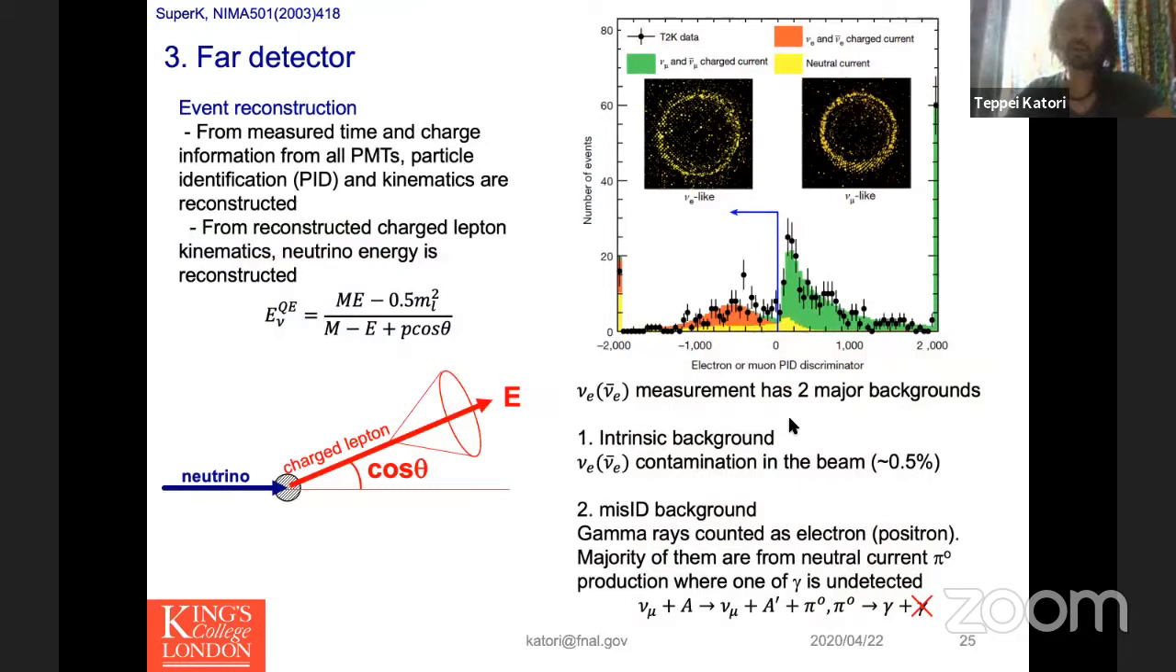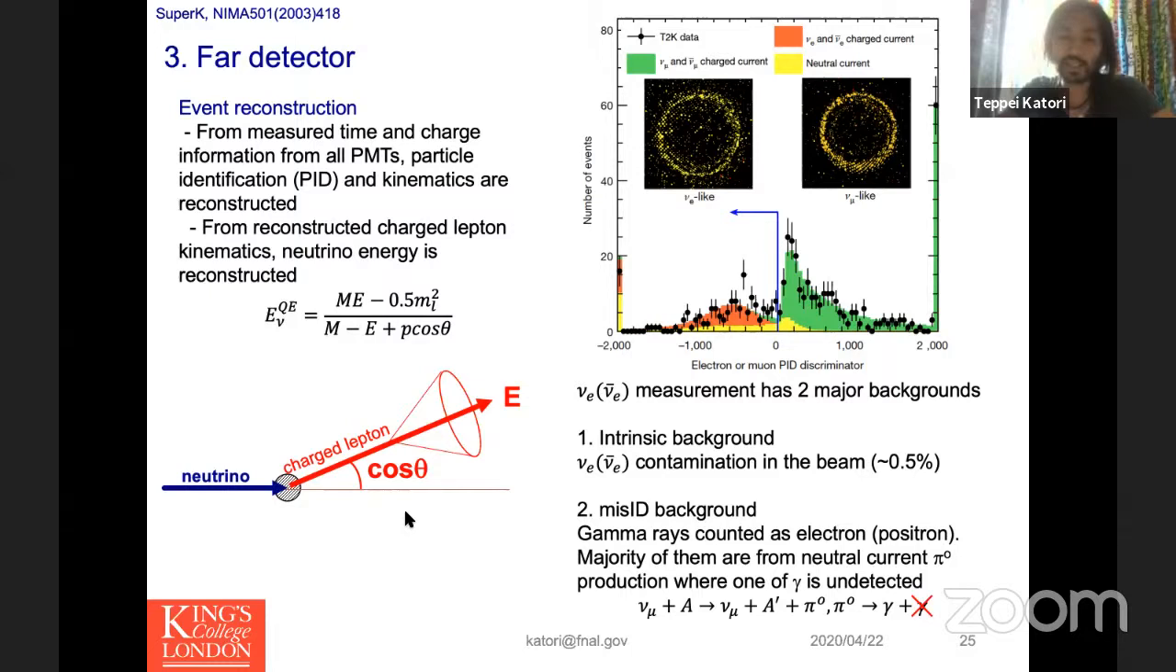And our measurement is the time and charge information from all PMTs. By using them, you can perform particle identification, PID, and also reconstruct kinematics. You see this pattern: if an electron neutrino interacts, it makes a fuzzy Cherenkov ring. When a muon neutrino interacts with the water molecule, it makes a sharper Cherenkov ring. The hit pattern makes a ring, but it looks cleaner. In this way, you can tell what kind of particle it is. And from the distribution of these hits, you can reconstruct the energy of the particle and the scattering angle. Once you know the energy and the scattering angle, you can reconstruct the neutrino energy. That's this formula.